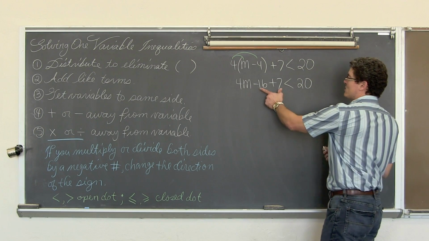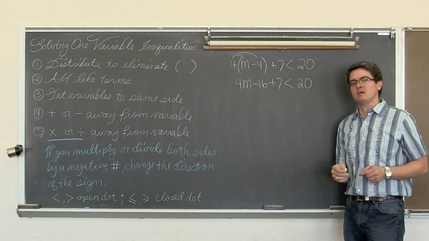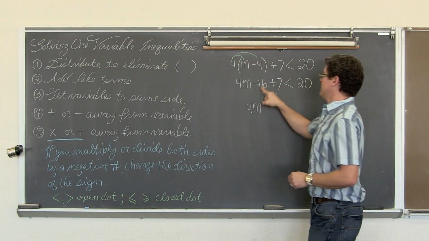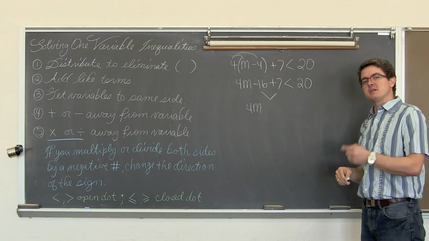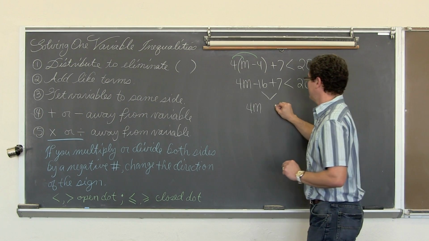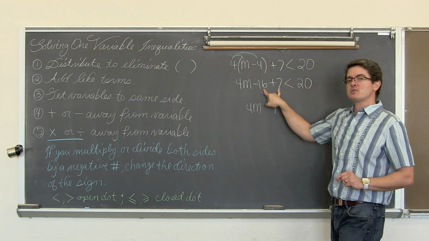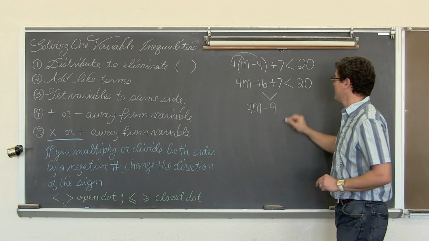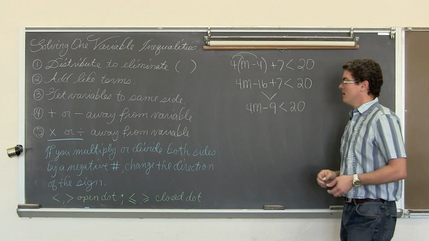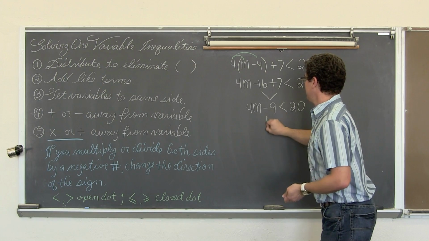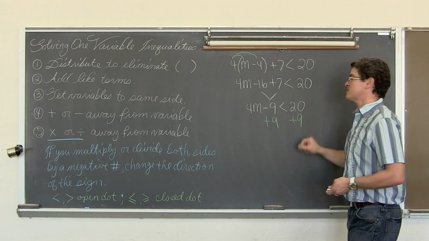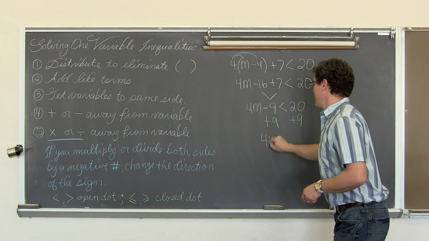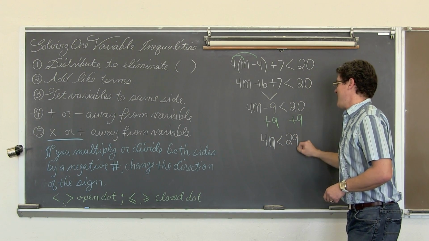I have like terms on the left-hand side that can be combined. So I'm going to bring those together and get 4m, negative 16 and 7. 16 minus 7 is 9. And in absolute value terms, 16 is the larger number, and it's negative. So it's going to be negative 9 is less than 20. Going to move the 9 over to the other side of the inequality with addition to undo that subtraction. 4m is less than 29.